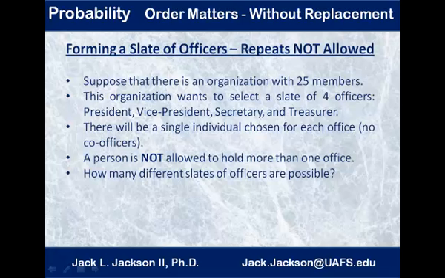Okay, let's look at this example. Is this the same as something we've already done, or is it slightly different? If it's different, how do we modify our answer? Suppose there's an organization with 25 members, and again they're selecting 4 officers, a president, vice president, secretary, and treasurer. Again, there will be a single individual chosen for each office, so no co-officers. But this time a person is not allowed to hold more than one office. If you're secretary, you can't be any one of the other 3 offices. How many slates of officers are possible in this case?